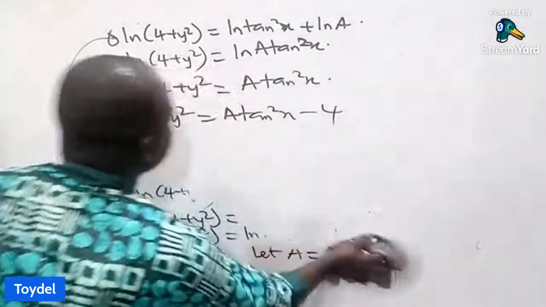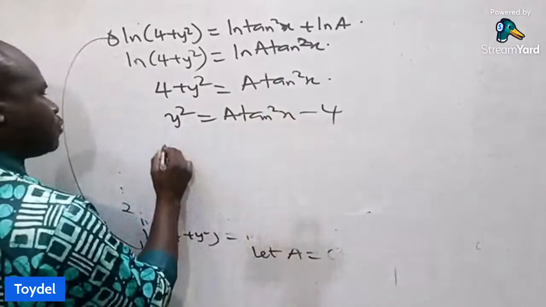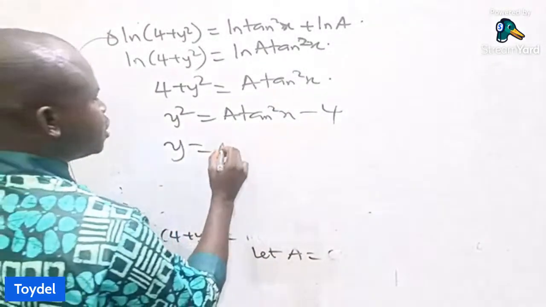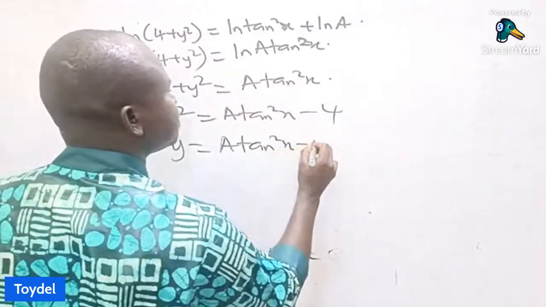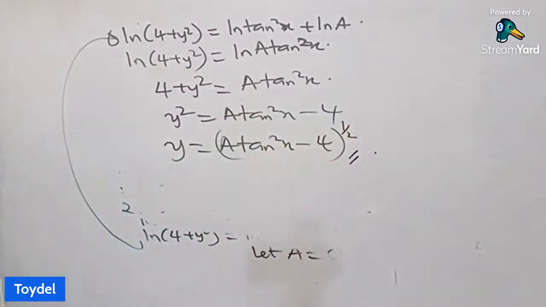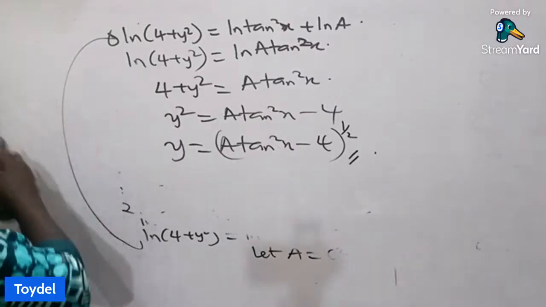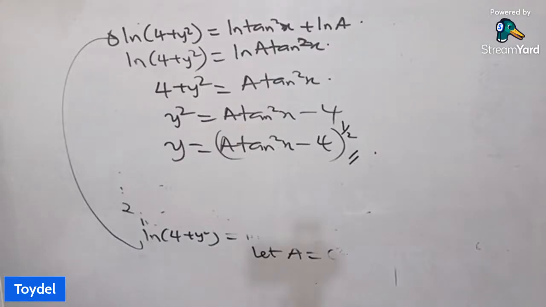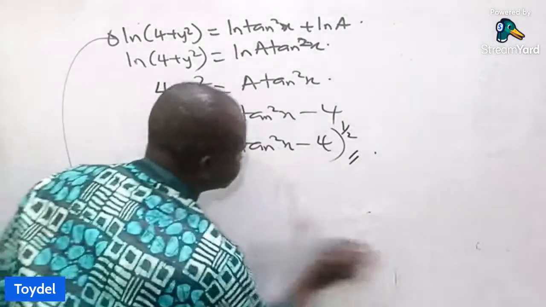So I can just stop my solution at this point, or I'll just say y is equal to, when I take the square root of both sides, a tan squared x minus 4 raised to the power half. So when we have a first order differential equation, if you are able to separate it, x to one side, then y to the other side, we are expected to apply separable variables, and that's what we have seen in these two examples.